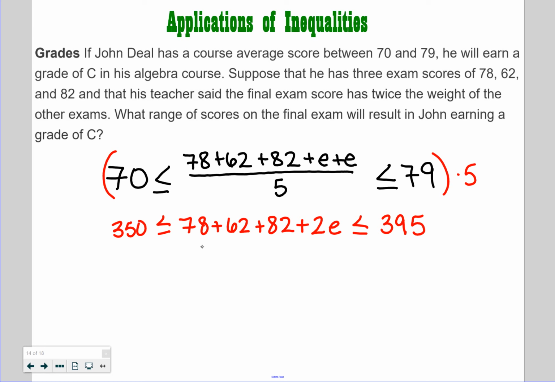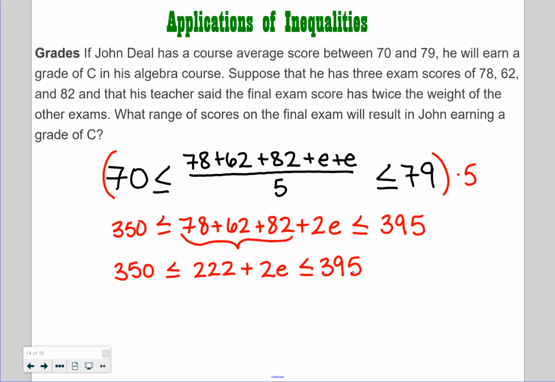The next thing I'm going to do is add my like terms together. If I add all of his scores that he has so far, 78, 62, and 82, I'm going to have 350 less than or equal to 222 plus 2E. From there, I'm going to subtract 222 from everything. So 350 minus 222 is going to give me 128. I still have a 2E in the middle. 395 minus 222 gives me 173.